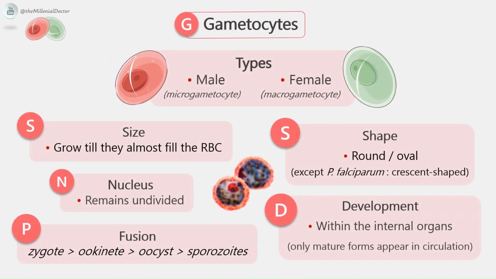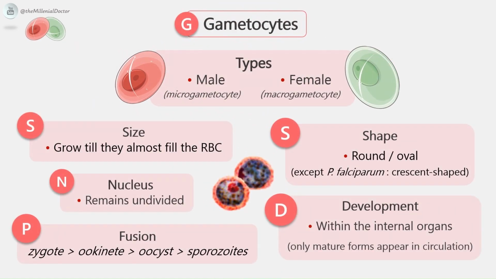Next, Gametocytes. These are of two types, male also called the microgametocyte and the female called the macrogametocyte. After a few erythrocytic cycles, some of the Merozoites that infect RBCs do not proceed to become Trophozoites or Schizonts, but instead develop into sexually differentiated forms, the Gametocytes. They grow in size till they almost fill the RBC, but the nucleus remains undivided. Development of Gametocytes generally takes place within the internal organs, and only the mature forms appear in circulation.